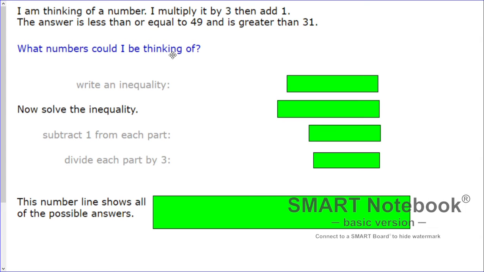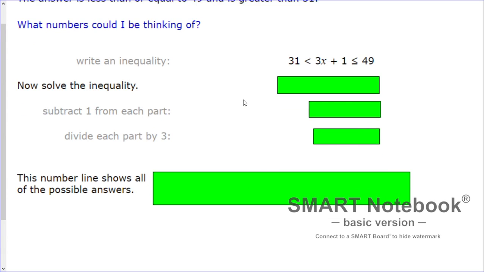Everyone pause the video and try this one. We need to write an inequality. The number, you multiply it by 3 and add 1. That's going to go in the middle. The answer is less than 49 and greater than 31. So it's greater than 31, 3x plus 1, and less than or equal to 49.